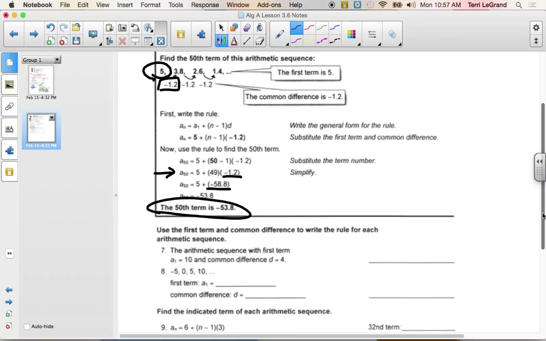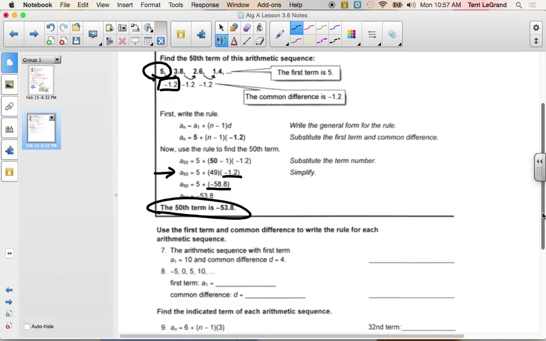Now, here's where I really need you on board. I don't even necessarily care if you memorize that formula, but here's where I need you on board. You need to look at a sequence and you first need to determine, is it growing or is it shrinking? Is it getting smaller?